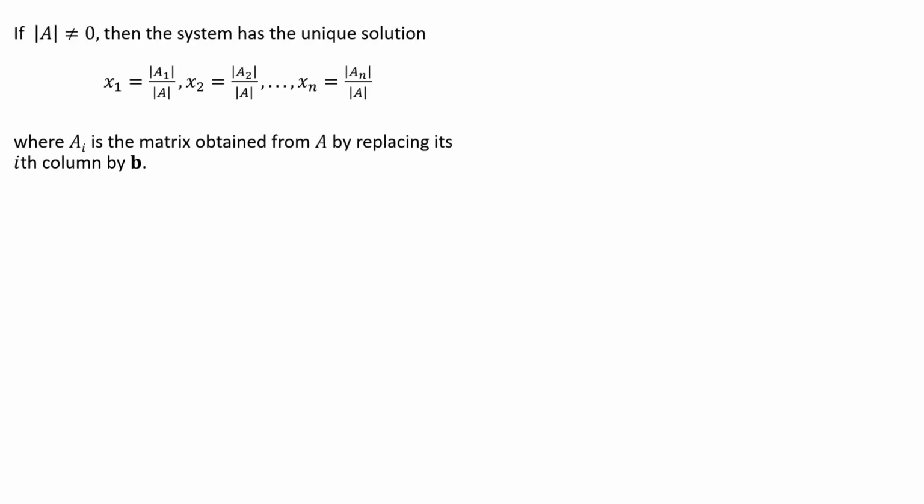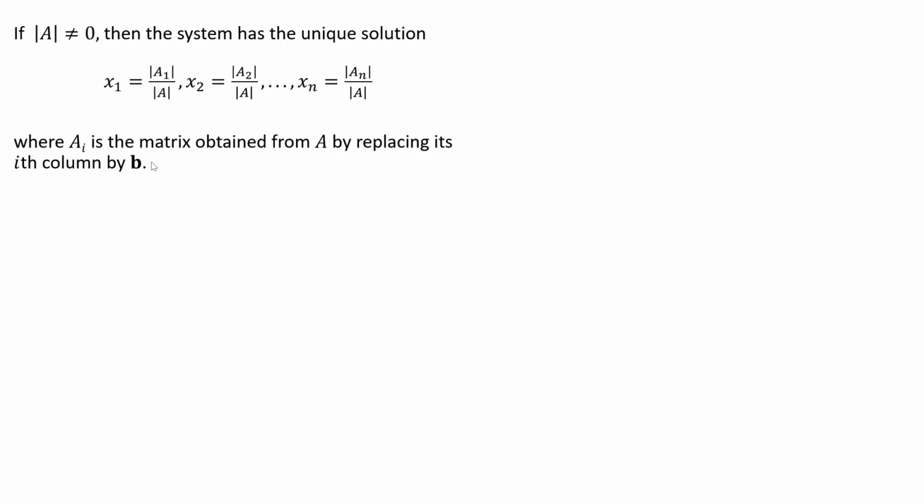If the determinant of A is not equal to 0, then the system has the unique solution x sub 1 equals the determinant of A sub 1 over the determinant of A. x sub 2 is equal to the determinant of A sub 2 over the determinant of A, and so on, up to x sub n, which is equal to the determinant of A sub n over the determinant of A, where A sub 1, A sub 2, and so on are the matrices obtained from A by replacing its corresponding column by B, the constant terms.